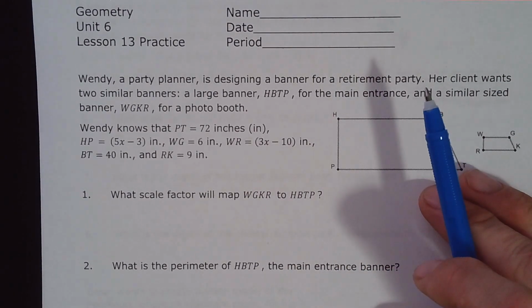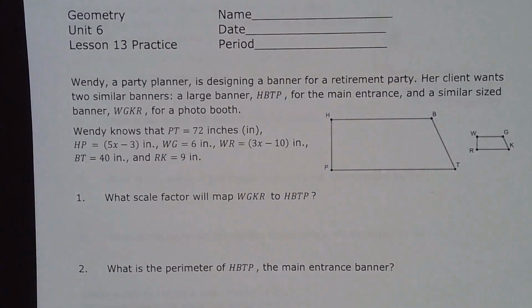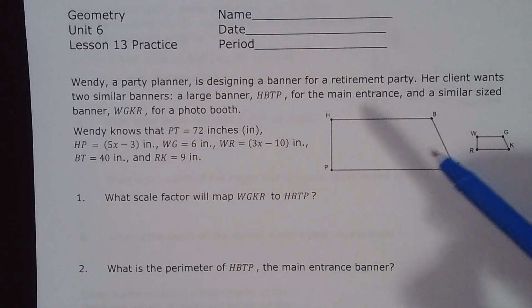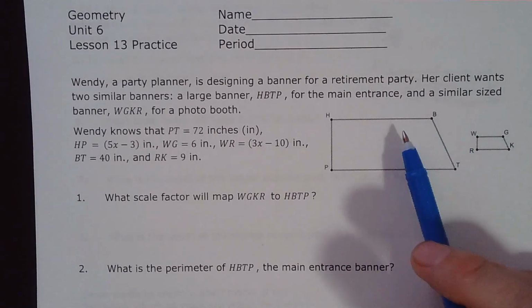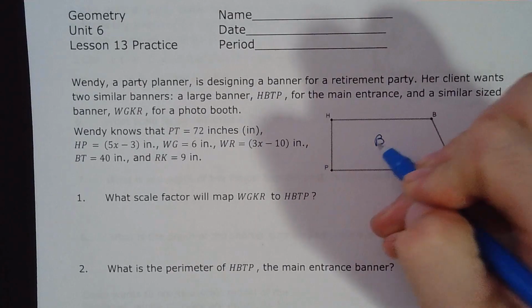Alright, here's Unit 6, Section 13 practice work. And this is the last one of Section 13. We have a banner and a little banner, and they are the same or similar shapes. So you start, this is my big one, and this is my little one.